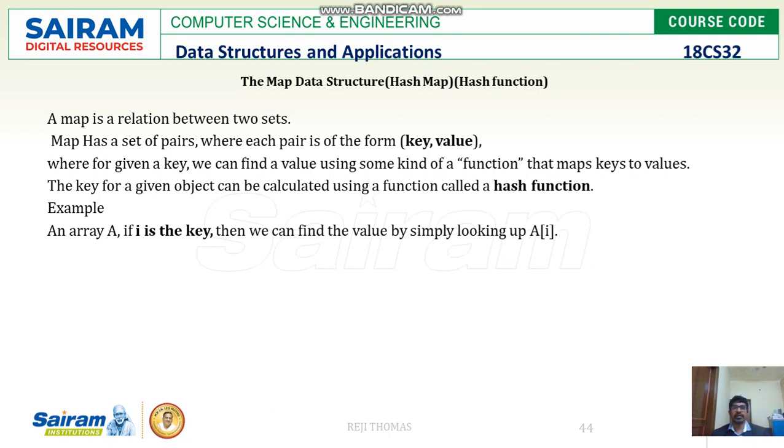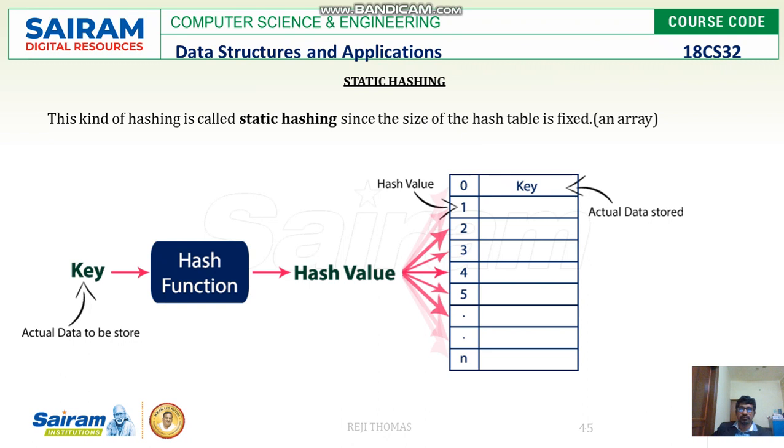For example, say I is the key. Then we can find the value by simply looking up A of I. Think that A is an array and I is the key. So in A of I we can find the value. That is going to be the key and value.